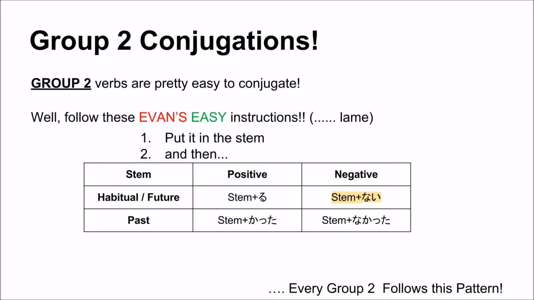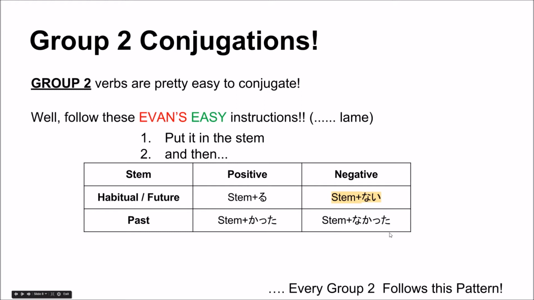And then add ru to make it the positive plain form. Taberu. To make it past tense, we just say tabeta, I ate. To make it negative, tabenai, I don't eat, I will not eat. To make the negative past tense, change the i to ta, I didn't eat, tabenakatta.